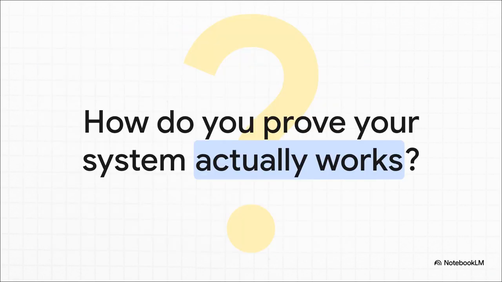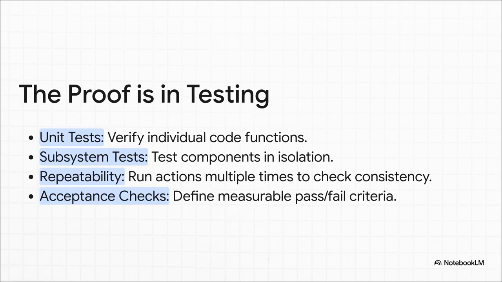So you've built your device, it's on the bench, and it seems to be working. But are you sure? How do you go from, "Hey, it worked that one time," to proving that this is a properly engineered, reliable system that will keep working? Well, the answer is rigorous testing. I'm talking about multiple layers. You have unit tests, which check tiny individual functions in your code. You have subsystem tests, where you check a whole component, like the motor controller, in isolation. You need repeatability tests to make sure it does the same thing over and over. And finally, acceptance checks. These are your hard, measurable, pass-fail goals, like the arm must stop within 100 milliseconds. That's how you prove it really works.